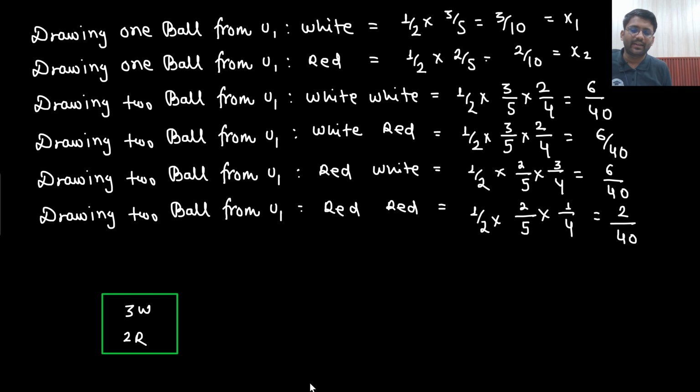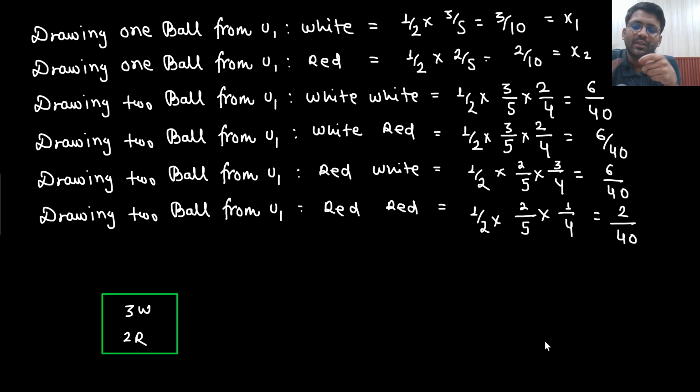Okay, let's understand it again. Drawing ball from U1, probability 1 by 2, this is not a problem. First ball is white, second ball is white. Out of 5, 3 balls are white. Now I am left with only 4 balls, out of them only 2 are white. Now first ball is white, second ball is red. I am having a total of 5 balls initially, 3 balls are white. Now I am left with only 4 balls, out of them 2 balls are red. Red, white. Initially I am having 5 balls.